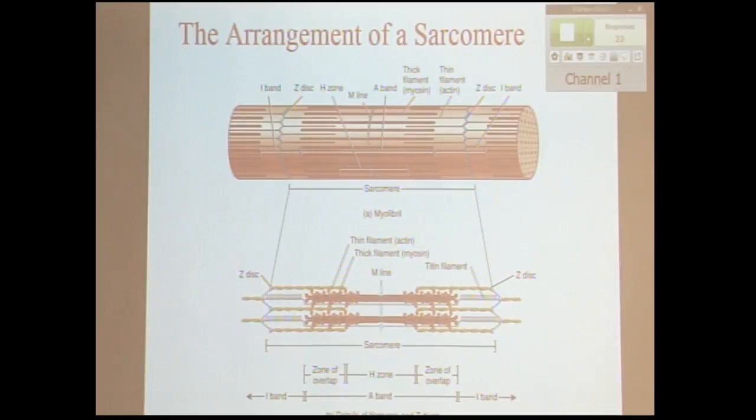what would happen to the myosin-actin overlap? Would it go away, get bigger? What do you think? Imagine you're taking these two Z things and pulling them left and right. What would happen to the amount of overlap between yellow and red there?